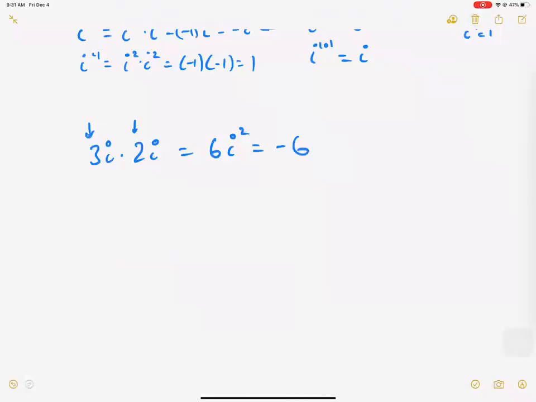Can I add imaginary numbers? Well, 2 plus 3i, we're done. And we haven't talked about this, so this is one of our new terms today. This is what we call a complex number.